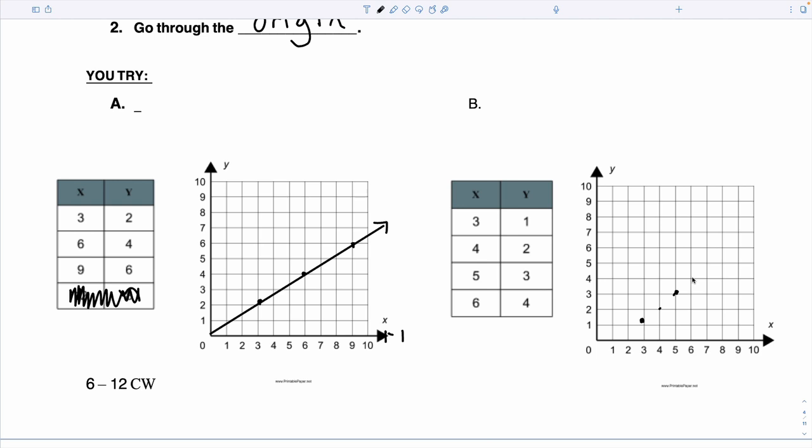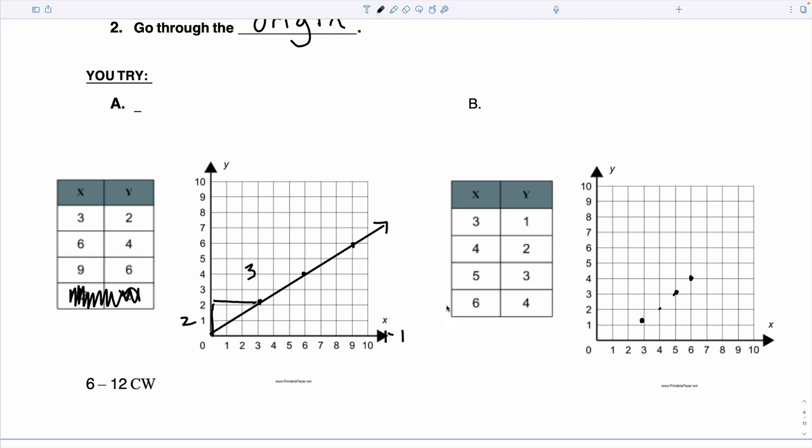Yeah. Let's check. Okay, 3, 2, 1. So when you graph 3, 2, 6, 4, 9, 6, thumb up if this is proportional. Thumb down if it's not. For number A. A should be proportional. It goes through the origin, and it has a constant rate of change. Is B proportional? Thumb up or thumb down.